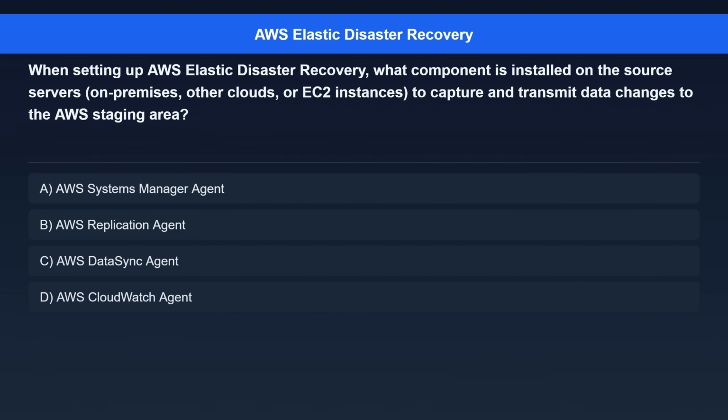Question 5. When setting up AWS Elastic Disaster Recovery, what component is installed on the source servers, on-premises, other clouds, or EC2 instances to capture and transmit data changes to the AWS staging area? Option A, AWS Systems Manager Agent. Option B, AWS Replication Agent. Option C, AWS DataSync Agent. Option D, AWS CloudWatch Agent.